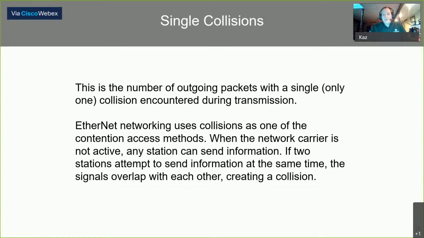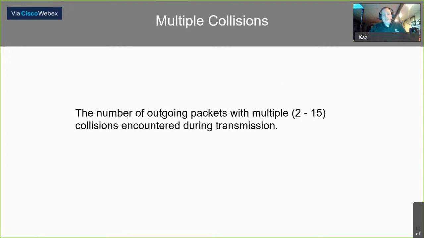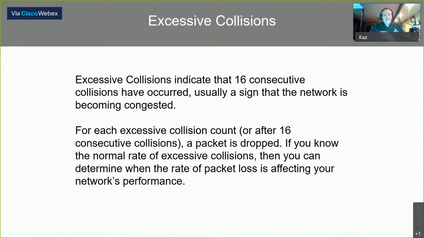They are the number one cause of collisions, but collisions can be other things as well. Anyway, there are 4 counters for collisions: single collisions, multiple collisions, late collisions, and excessive collisions. If you have any collisions in your system, you have an issue. You shouldn't have any collisions in a well-working, well-defined, well-configured system. Okay, so collisions are bad. Hubs are bad.